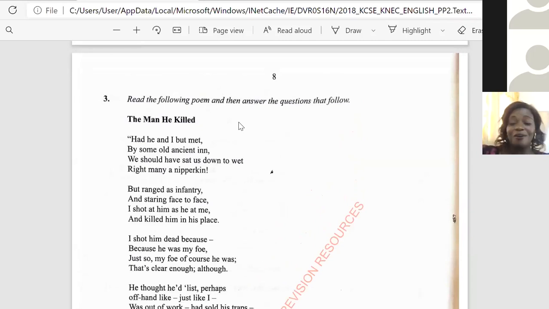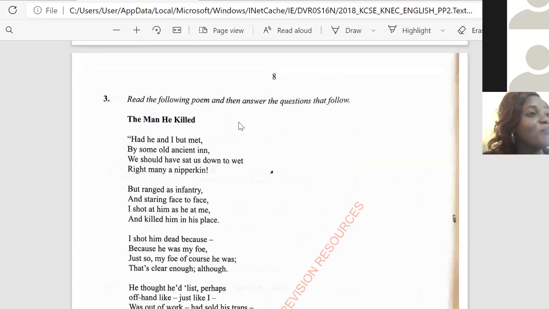Love it. One thing you need to know is that this one used Old English, because there are some words that you find that are not in the English dictionary. Some words like nipperkin and quaint. And this proved difficult for students. It was a difficult poem for students.